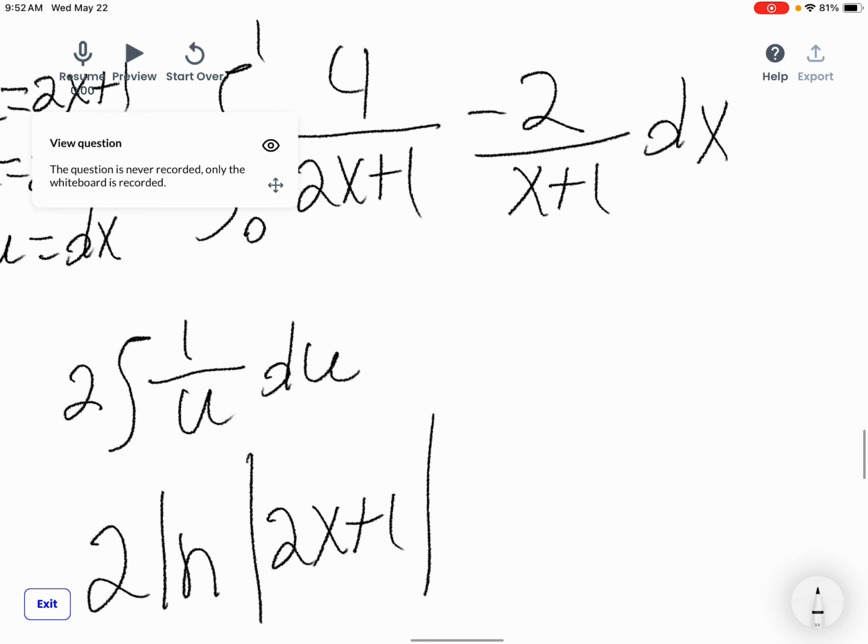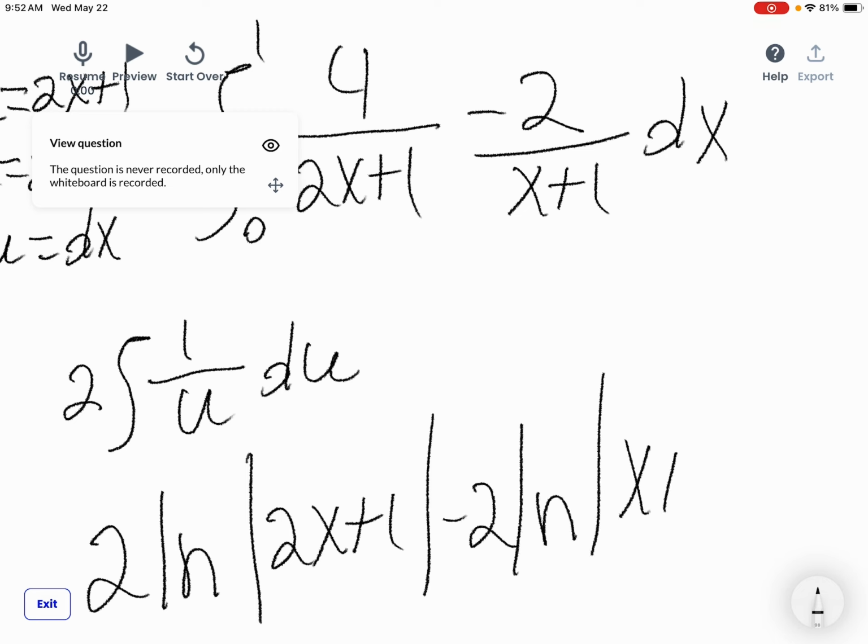And then for the second integral, again, the negative 2 can come out. Same thing, u sub. But in this case, letting u be equal to x plus 1, du is just dx. So we get negative 2 times the natural log of the absolute value of x plus 1.